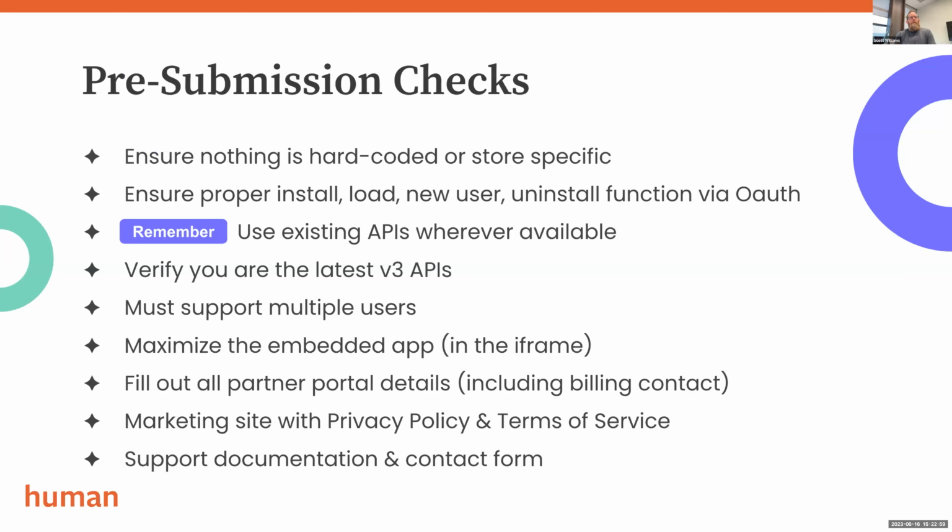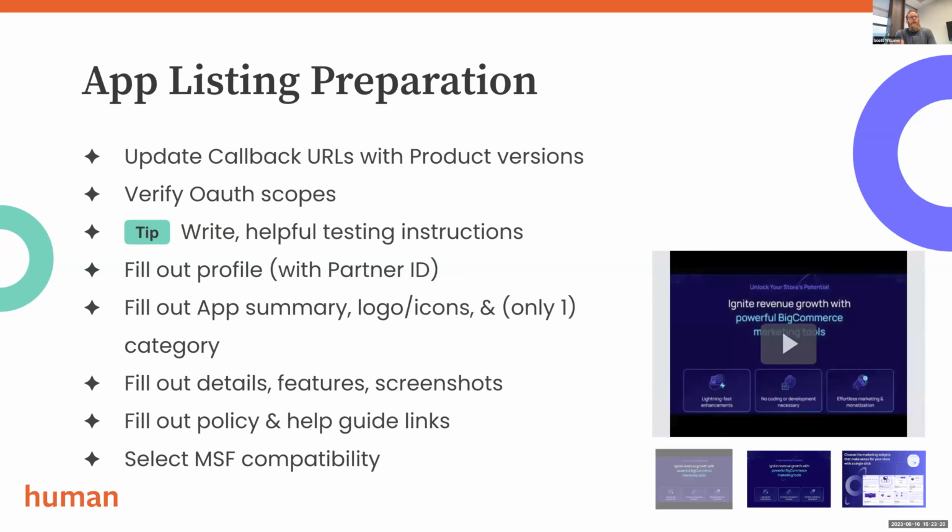In terms of the launch, you'll want to make sure to run pre-submission checks and really think through all of the pieces here. Make sure to use existing APIs wherever possible. You want to make sure to maximize that iframe, really build out your app within the dashboard. That's something that BigCommerce is looking for, and have all that support documentation along the way. You want to prepare your App Store listing. Some key tips are to build out great testing instructions for the team and to fill out all of your marketing information, the descriptions, the screenshots, and so forth.